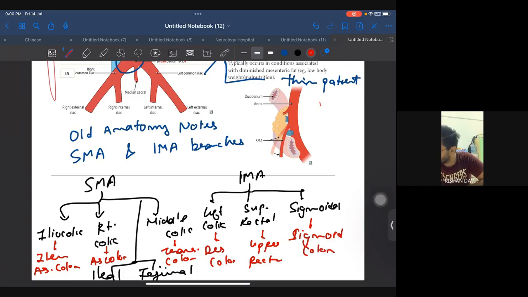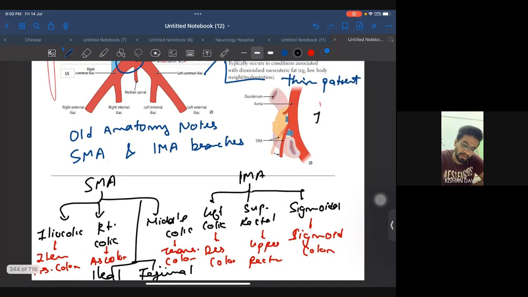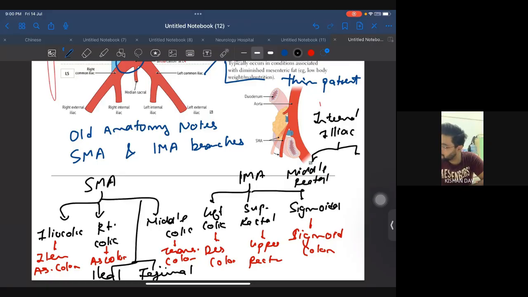And one more branch you need to be aware about, the internal iliac artery. The internal iliac has two branches: the first one is middle rectal and the second one is pudendal. Pudendal will be giving a branch of inferior rectal. So this is the anatomy part.